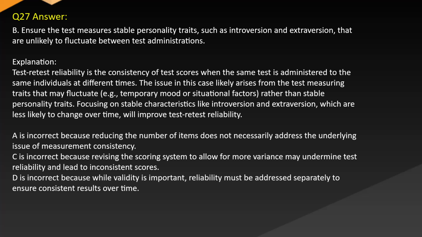A is incorrect because reducing the number of items does not necessarily address the underlying issue of measurement consistency. C is incorrect because revising the scoring system to allow for more variance may undermine test reliability and lead to inconsistent scores. D is incorrect because while validity is important, reliability must be addressed separately to ensure consistent results over time.